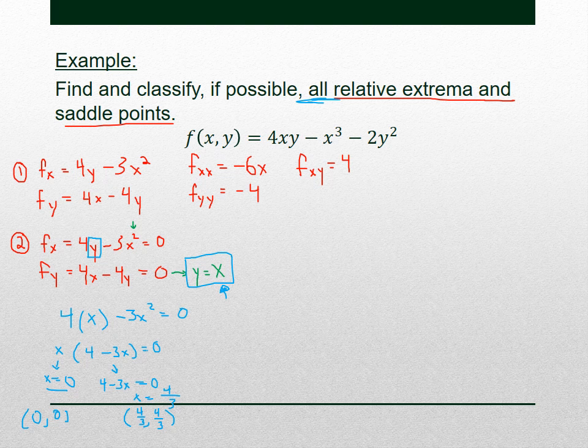And we'll have to check both of them in steps 3 and 4 to get all relative extrema, right? Because we know there's now maybe two of them. They could both be maximums, both be minimums, saddle points, whatever, something along those lines. We need to check them both for that d-test.